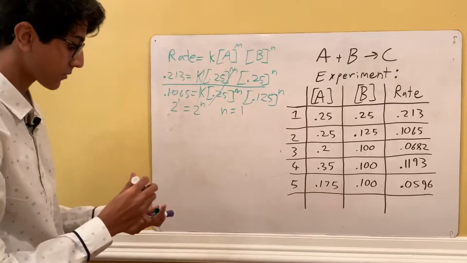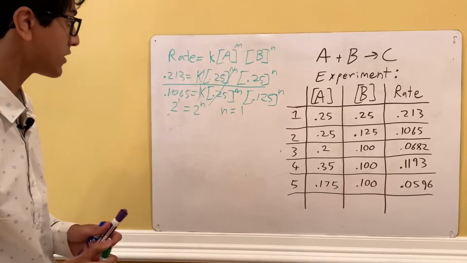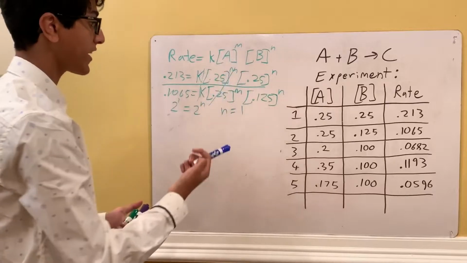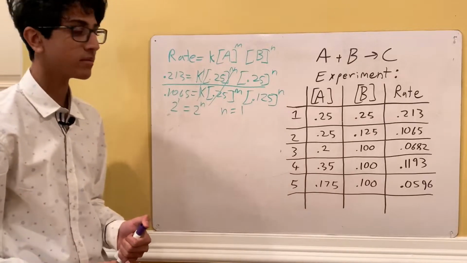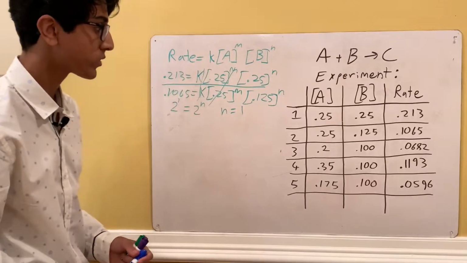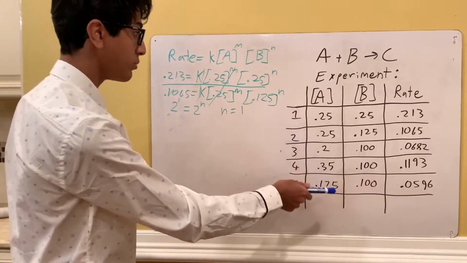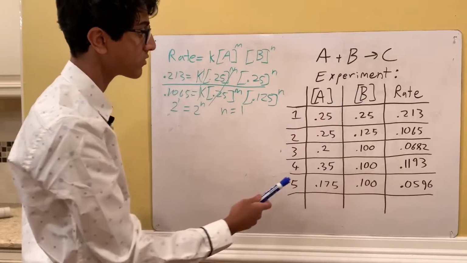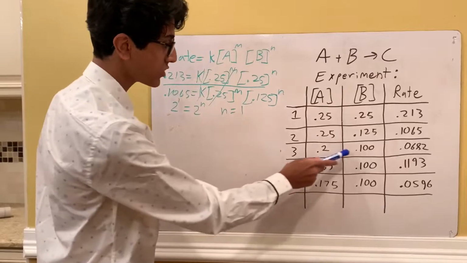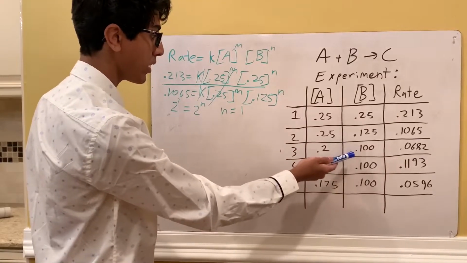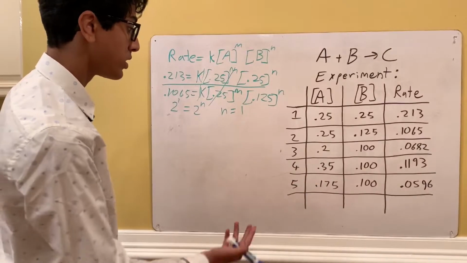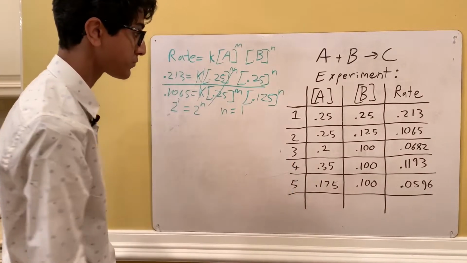Alright, and now let's try to solve for M, the other exponent, and the way that we're going to do that is by now setting the concentration of the other reactant constant. So let's look for a place in this table where the concentration of B remains constant. We'll see that in trials 3, 4, and 5, the concentration of B remains at 0.100. So we can use any 2 of these, and we'll just use trial 4 and 5.